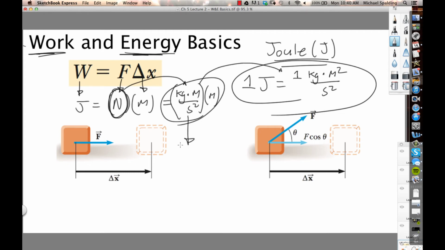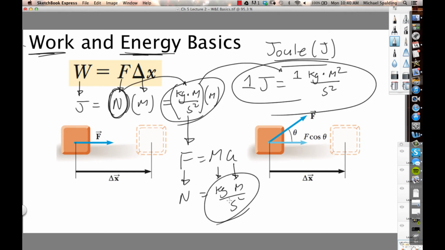Now, let's say you forgot what a Newton was. I just want to review with you. How could you figure out what a Newton was? F equals ma. So you're like, oh yeah, force is Newton, m is kilogram, a is meter per second squared. Oh yeah, that's a Newton. Kilogram meter per second squared. Does that make sense?